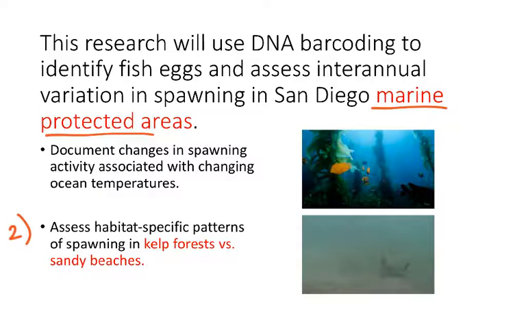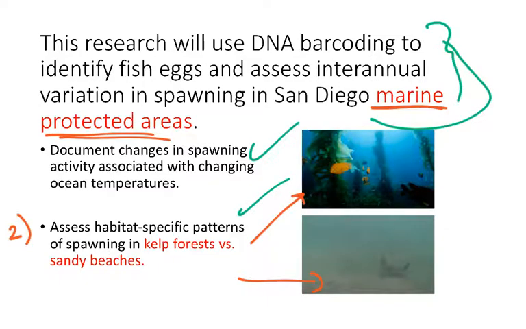This is actually the case in San Diego, where I did my PhD at Scripps. The Scripps Pier is on a sandy beach habitat substrate, and just a couple miles away, but still within that marine protected area, is kelp forest habitat. So here, this second aim is giving us specifics that are based off of this broader research question, which states that we're interested in looking at spawning patterns in marine protected areas. So for this case, both of these aims relate to this broader research question.